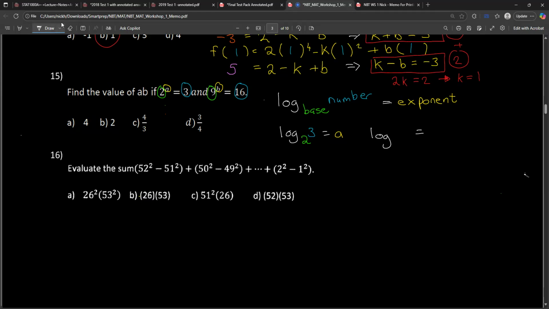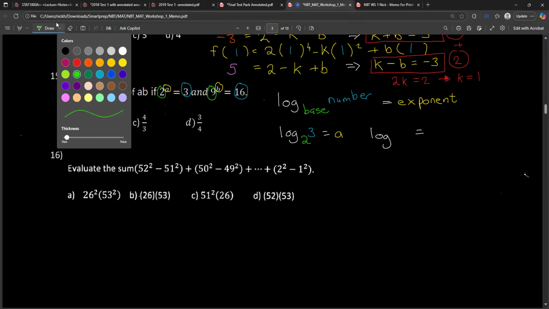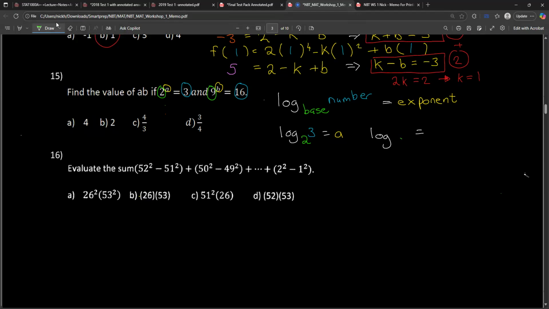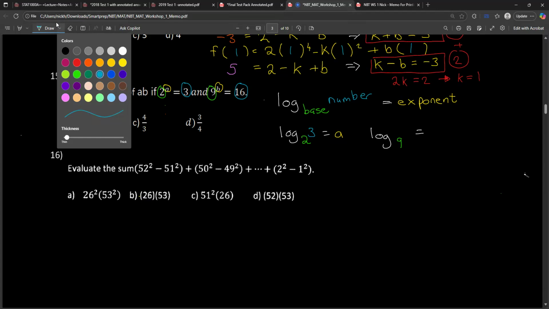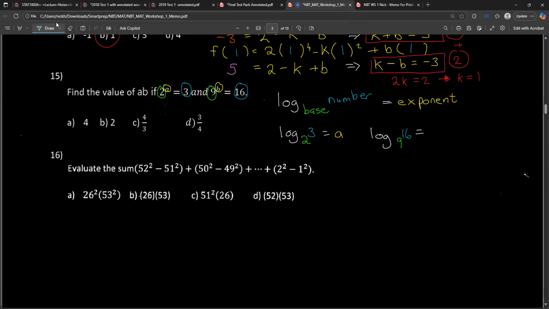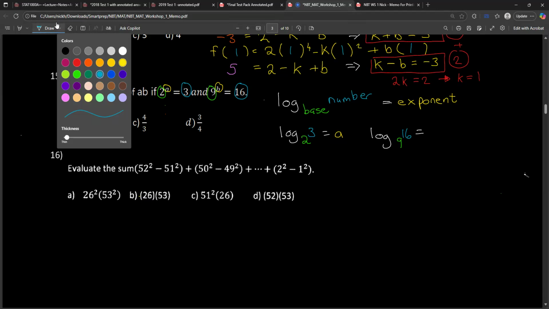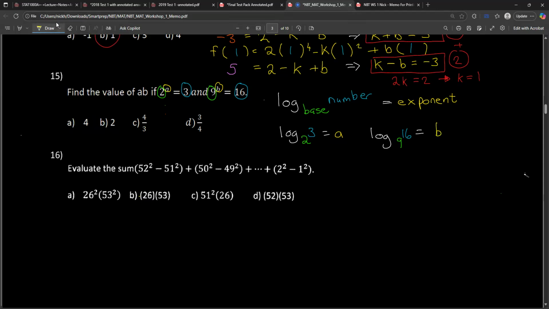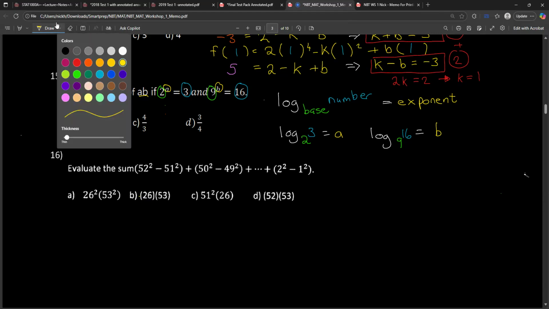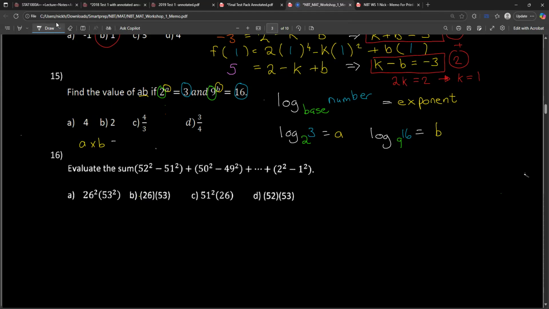And the next one, log. And then again, what's the base? Say it with me, if you're at home. 9, right? The number by itself for the next part is 16. And that is equal to the exponent, which is B. And what they are asking for is, what is AB? So we have A and we have B. So A times B is equal to this thing here. Okay, and now we've got it into logs.